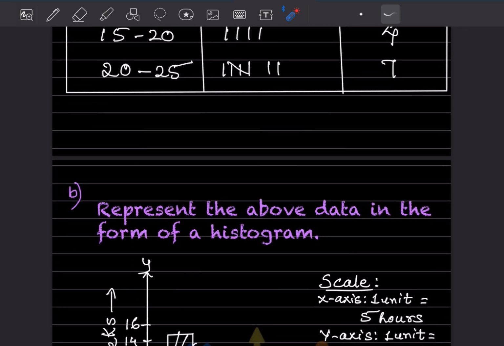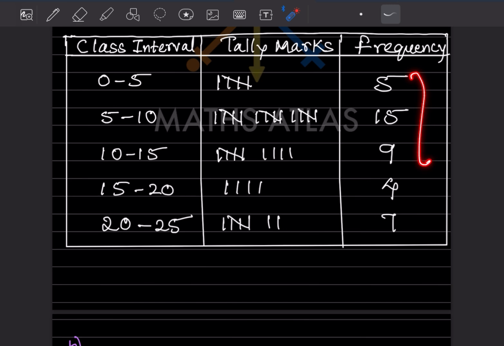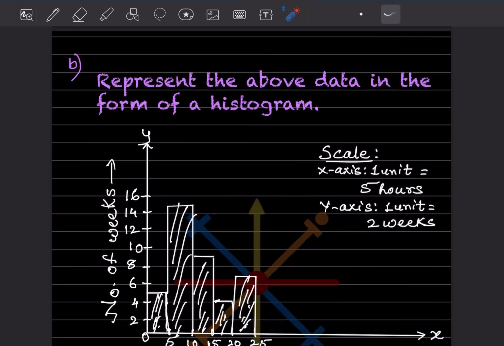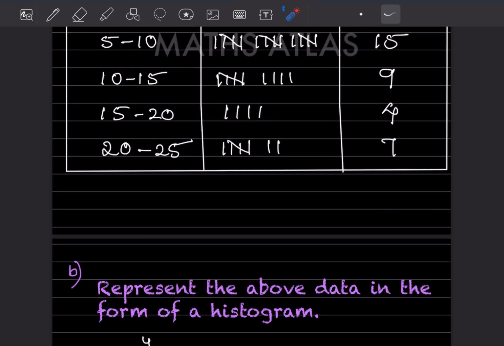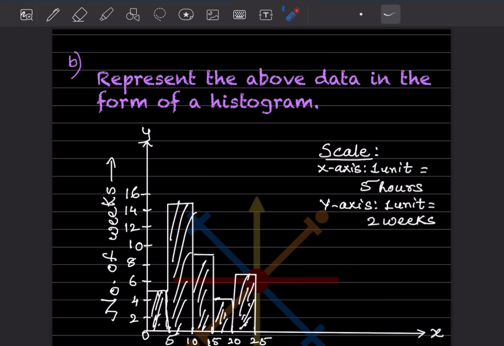Now I have to represent the above data in the form of a histogram. Same data is given, and you have to represent it in the form of a histogram. We have already done the histogram. The numbers here go from 4 to the last number, 15. So I just took an equal distance of 2, 2. So the last number is 16.